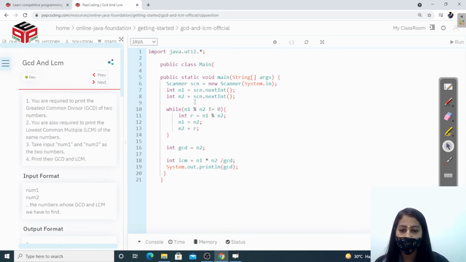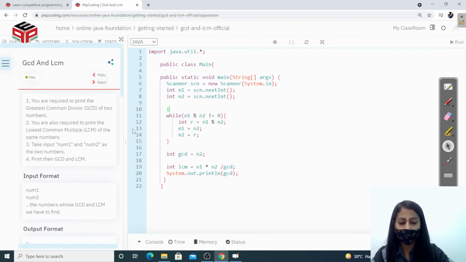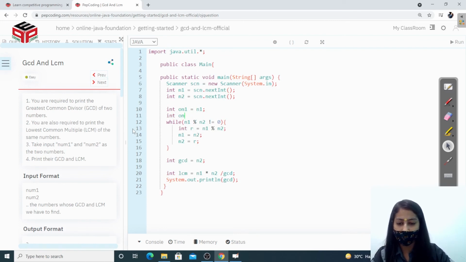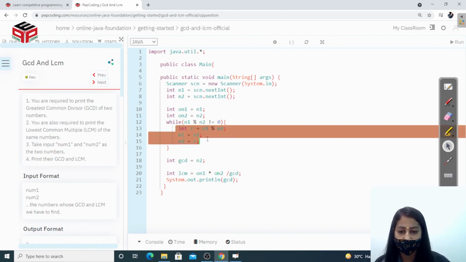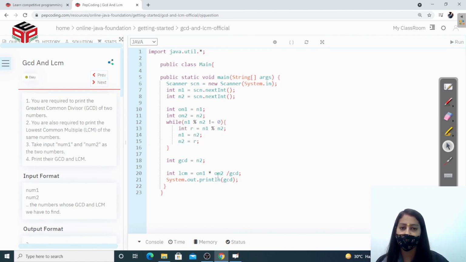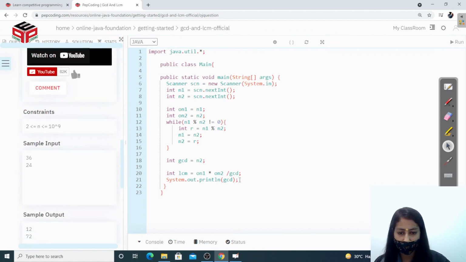Now you can see that here we have modified the values of the two numbers, right? So we have to store the original two numbers in some temporary variables. Let the original first number be stored in one and the original second number in another, right? We have to use the original numbers here, otherwise the numbers are going to be modified in this while loop. So this will give us the LCM, and we have to print it on a separate line.